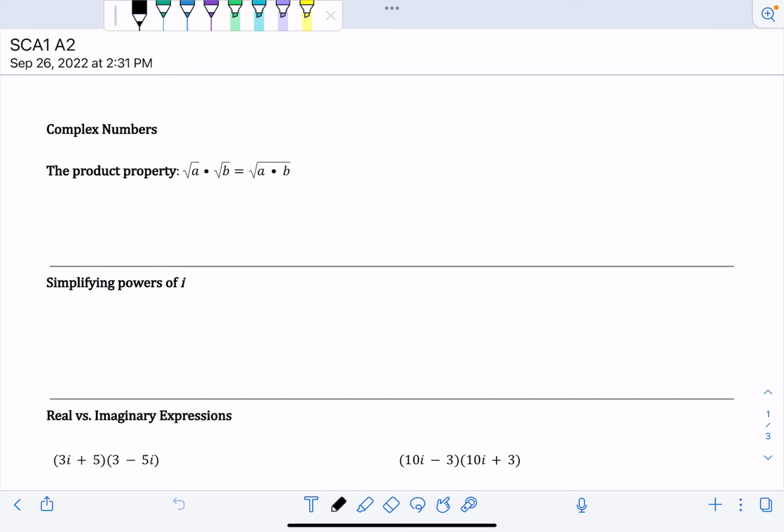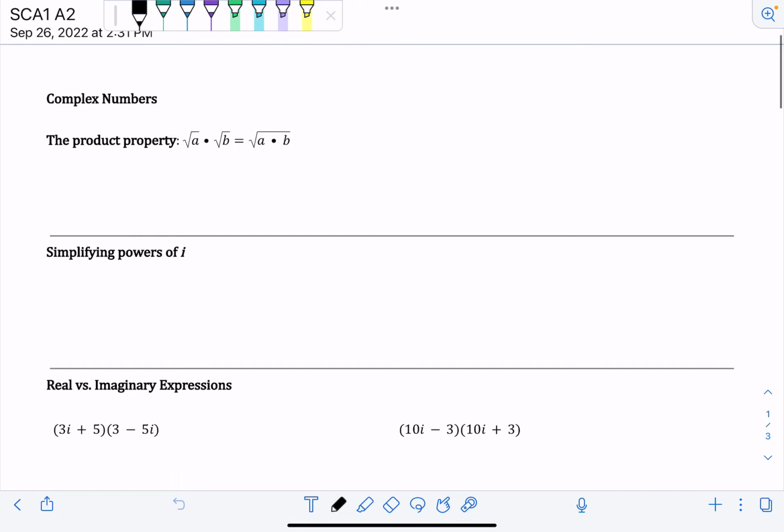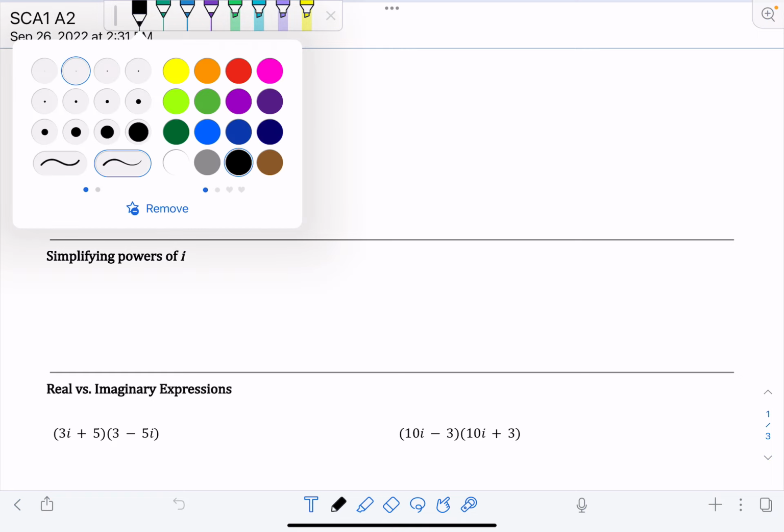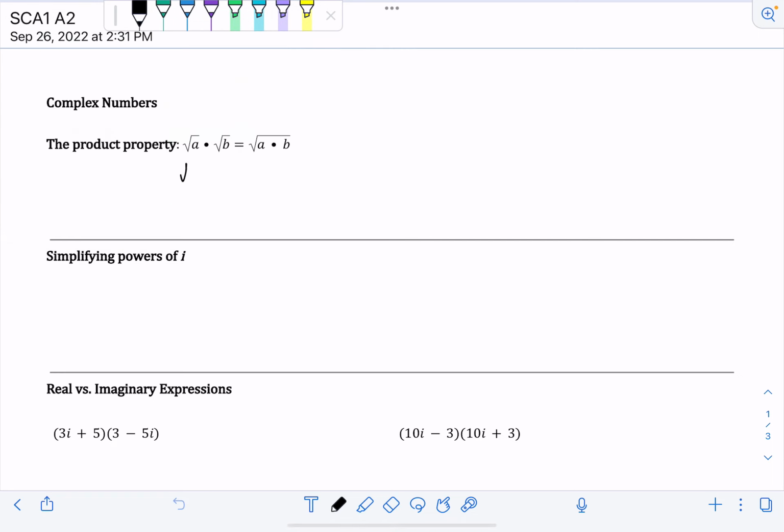A couple of things to review for our complex number assessment or post-assessment. The first one is the product property when it comes to radicals, and specifically when it comes to complex numbers, like when there's a negative number inside the radical. First we're going to start with what it looks like with positive numbers. Say I have the square root of 16 times the square root of 4.